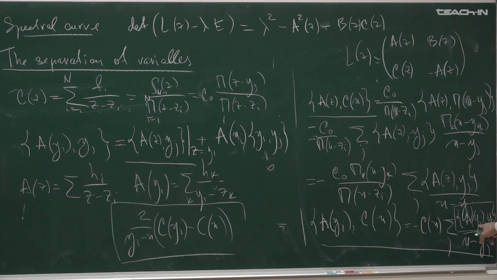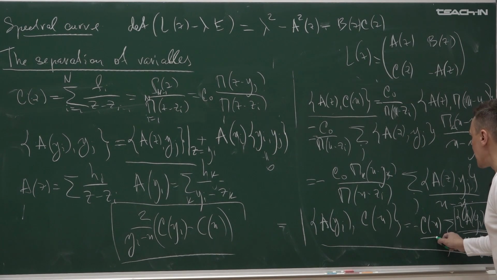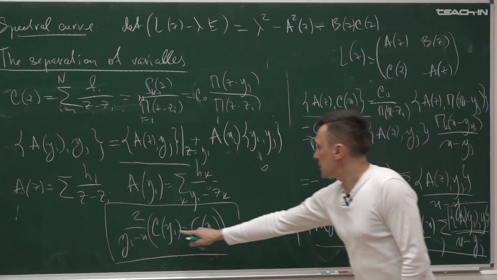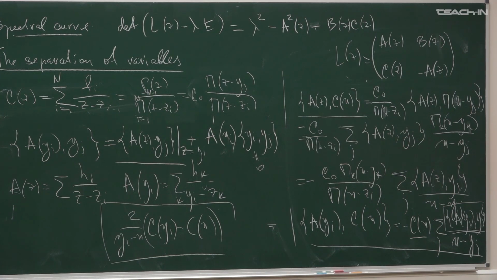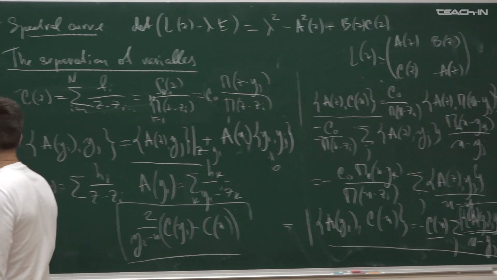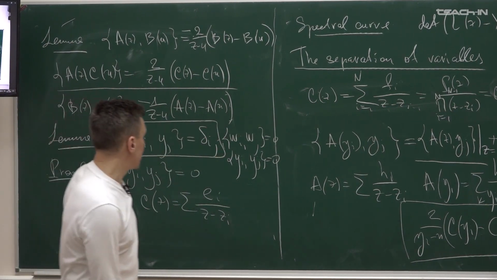Means that the only non-trivial bracket is if i equals j. And the values also coincide. So if we calculate the residue, we have to put here y_j, and it is the coefficients here, the same coefficients here. Okay, so this is the demonstration of this part of the statement.